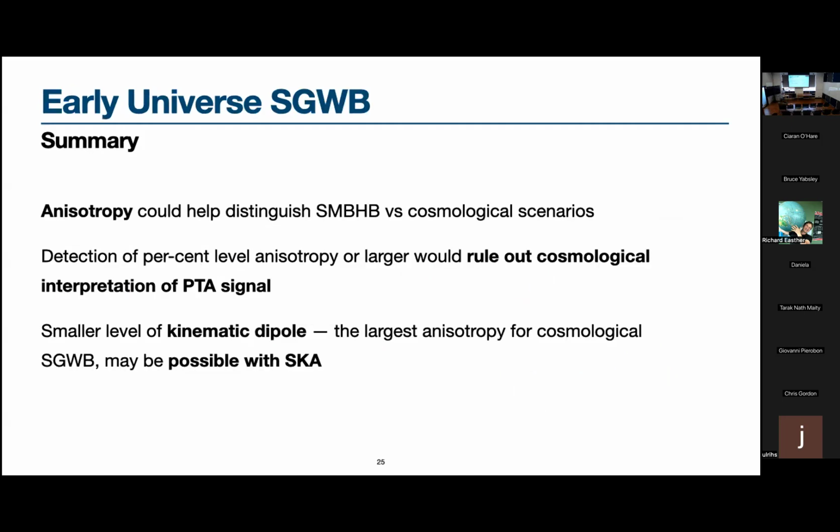So to summarize the first part, what I wanted to show to you is that anisotropy could be used to distinguish between supermassive black hole binaries versus cosmological origin of the observed PTA signal, because the detection of percent level anisotropy or larger in the near future would completely rule out the cosmological interpretation of the PTA signal. On the other hand, the much smaller level of kinematic dipole, which is the largest anisotropy for cosmological backgrounds, may be detectable with SKA in the future.